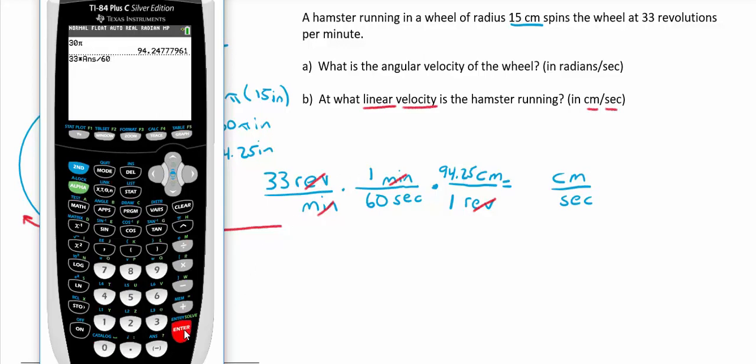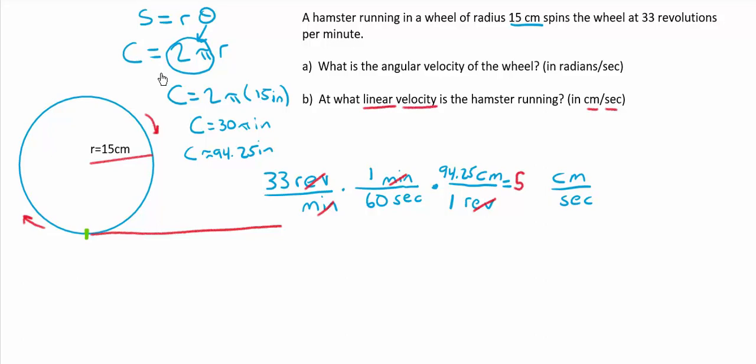So I press enter, and I get that in centimeters per second, the hamster is running at a linear velocity of about 51.84. Again, I have no directions as to how to round, so I'm just going to round to 2 decimal places. And if I remember correctly, that was 51.84 centimeters per second.